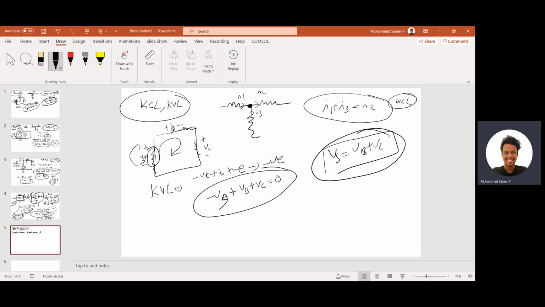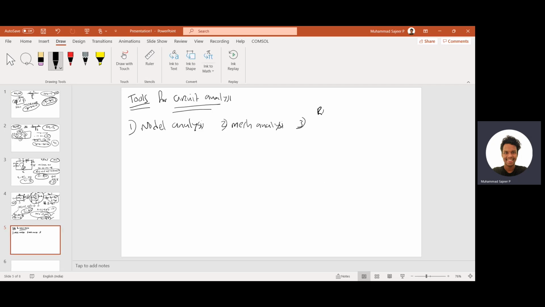We call it the reuse methodology. That's simply whatever results we got from the first and second, we will remember and use in this method, so you can use it to simplify circuits. The fourth one is the superposition principle, and the fifth one, as you already know, is the Thevenin and Norton equivalent circuits.